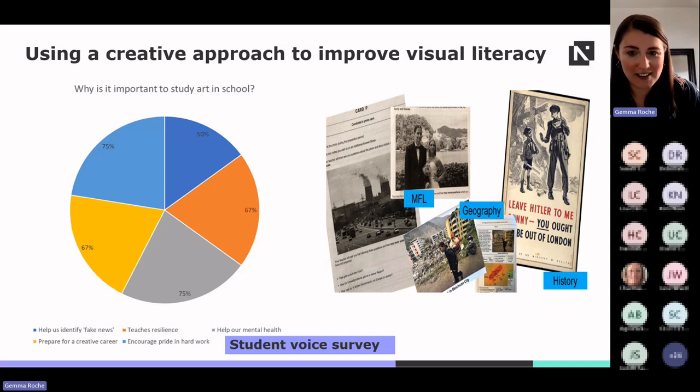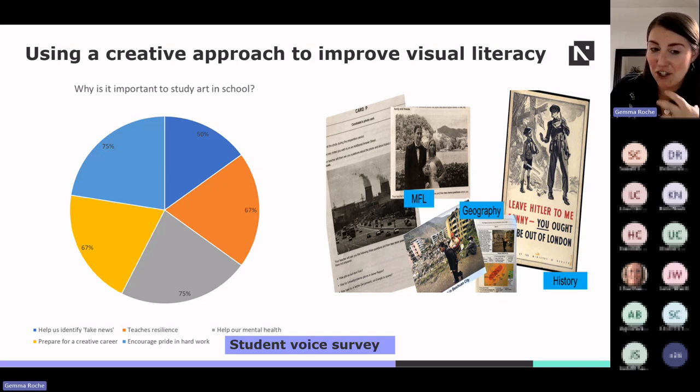So thinking about when you're embedding things into your curriculum planning, it's all about how can you collate evidence. And personally, the way I got back in for projects was to do really quick surveys with the young people. So thinking about what the aims were for the academy, and then creating some really quick QR code things so that the students can give the feedback. So for example, I wanted to understand why they thought art was important to study at school. On there it says that it helps them to identify fake news, helps with their mental health, teaches them resilience, prepares them for a creative career, encourages pride in our work.